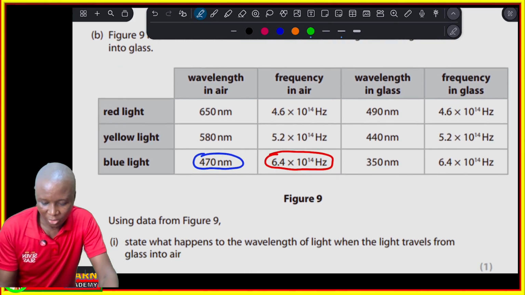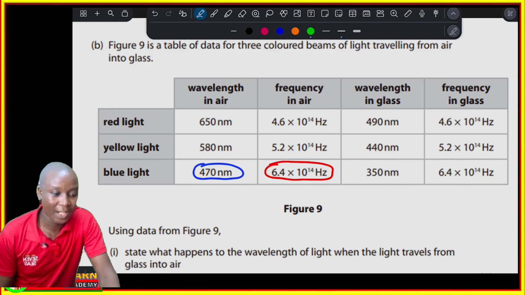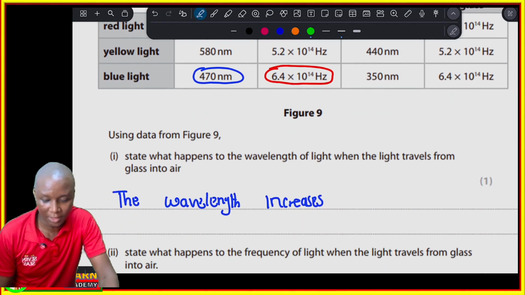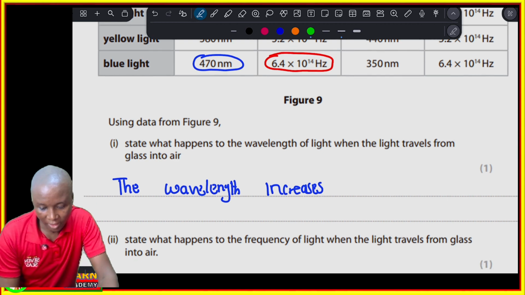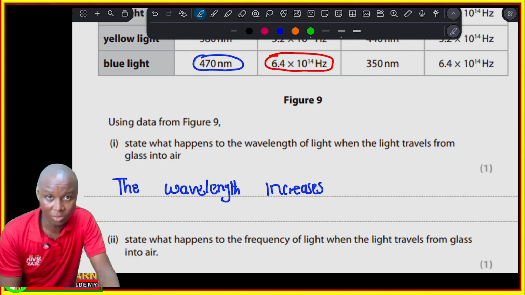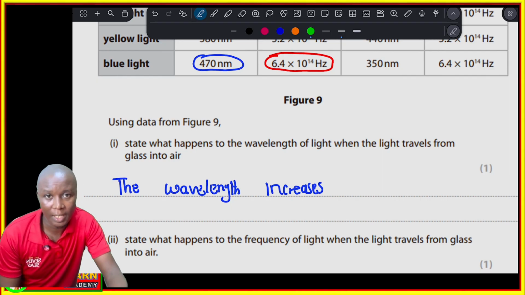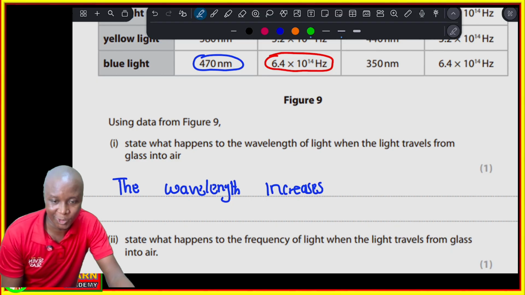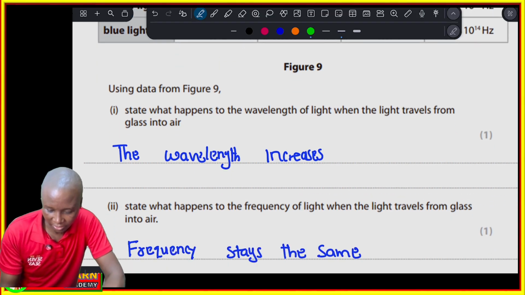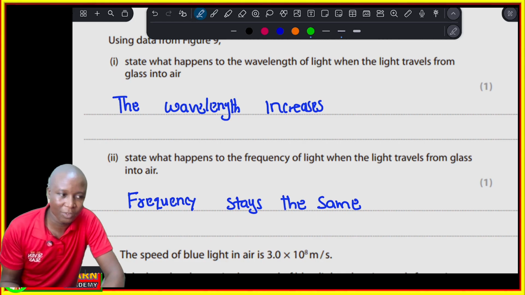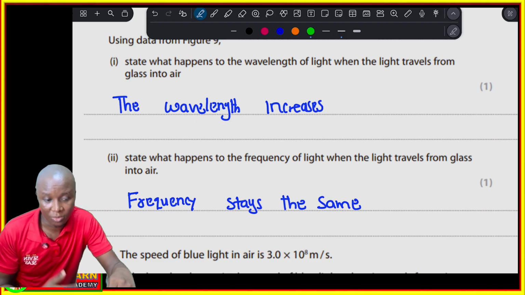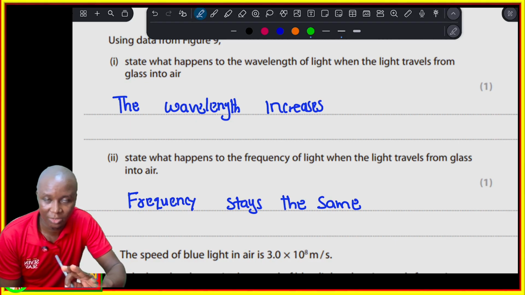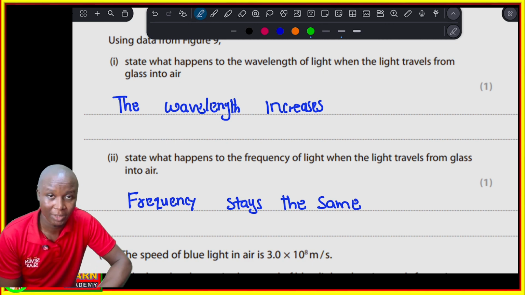We have also a question to do with how frequency and wavelength are changed as the ray of light is moving through a glass block, and you need to realize that the wavelength of light increases as it travels from glass into air, because air is less dense, so the wave is going to speed up, so the wavelength is going to increase. State what happens to the frequency as it's moving from one medium to another, i.e. from glass to air or from air into glass. Frequency remains unchanged. Frequency does not change. Frequency remains the same.